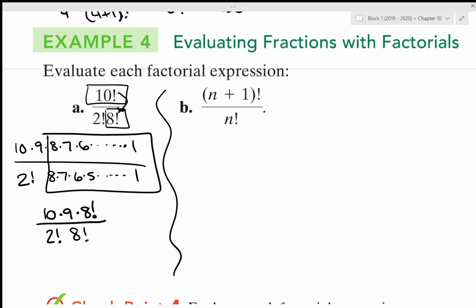So now from here, I could just simplify. The 8 factorials cancel out, and I'm left with 10 times 9, which is 90, over 2 factorial, which is 2. And then I get 45.